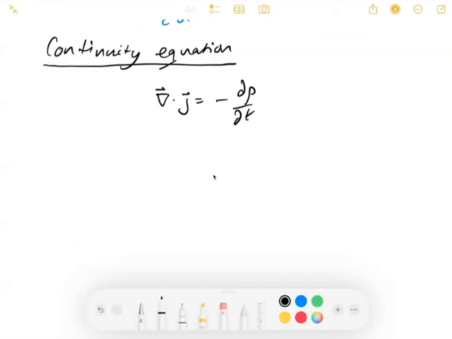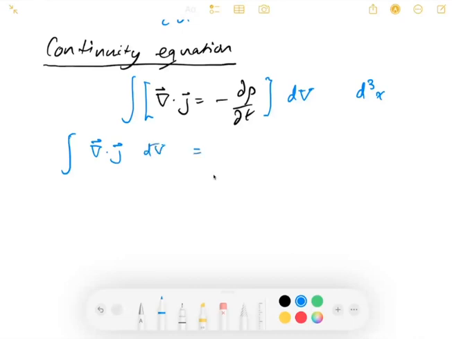So we're going to take a volume integral. Apply a volume integral to the whole thing, dV. The book sometimes does d3x. It's fine, doesn't matter. Okay, so what does that mean? Well, on the left-hand side, we get a volume integral of the divergence of J dV. And on the right-hand side, we get minus a volume integral of d rho/dt dV.